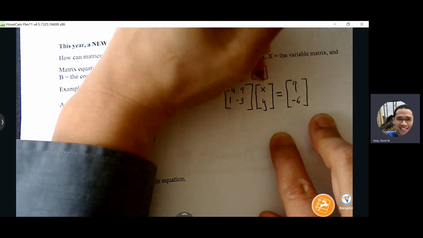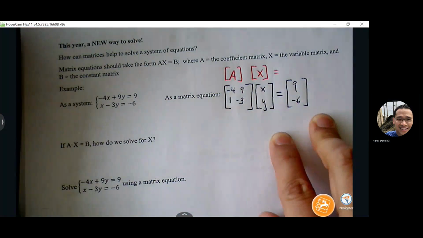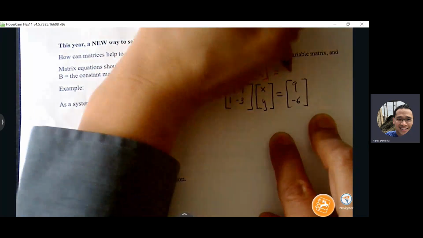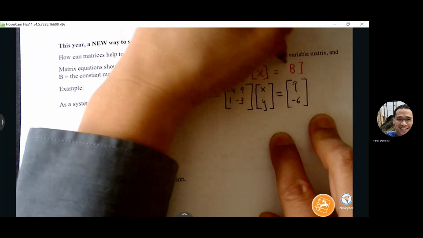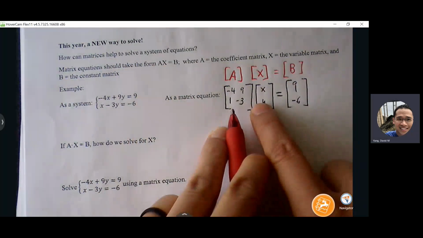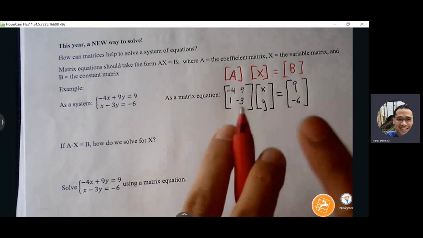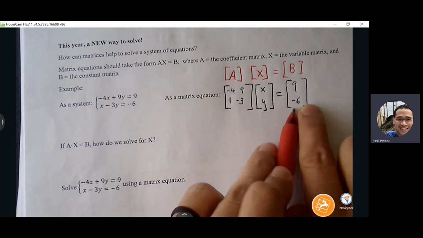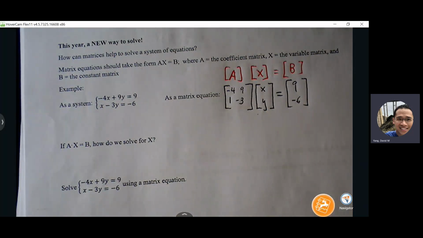This is your variable matrix, and then B is your constant matrix. We're just putting it into this form. It's always going to be AX equals B. The A is the coefficient matrix, the X, quote unquote, X, is the variable matrix, and then your B is your constant matrix.